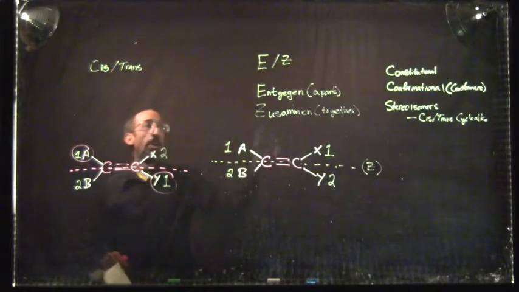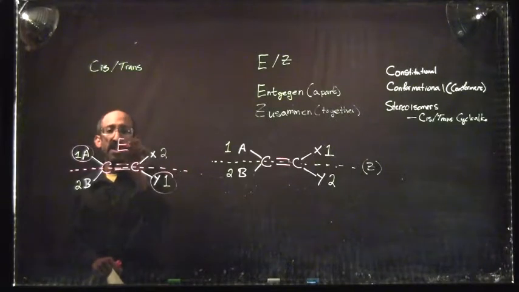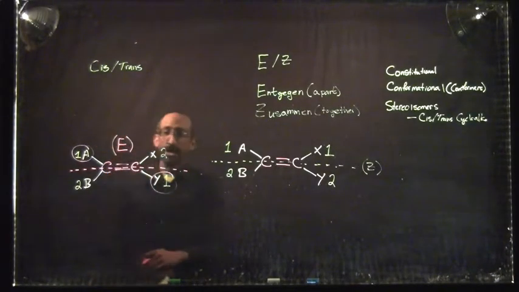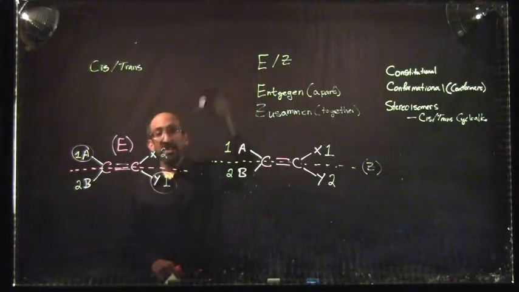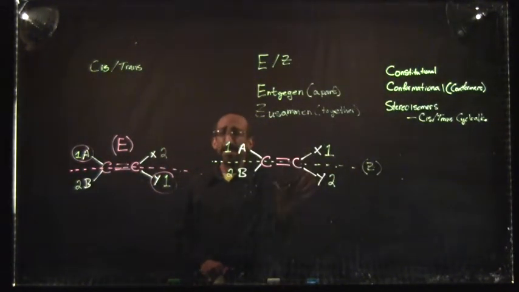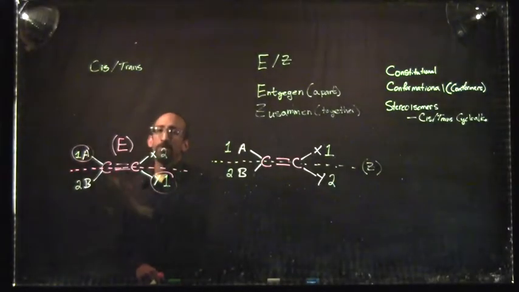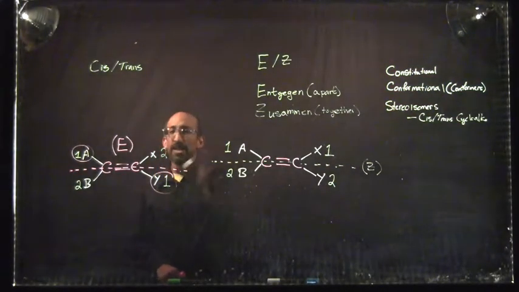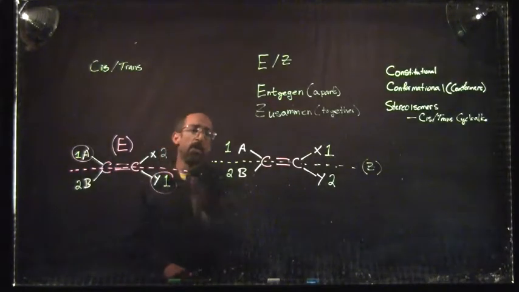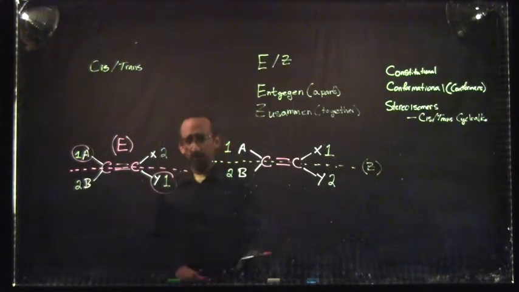And so they are apart from each other, which would make this an E alkene. So E is similar to our trans, Z is similar to our cis. However, since we have 4 different groups on this alkene, none of them the same, we can't use cis and trans anymore. We have to use E and Z.